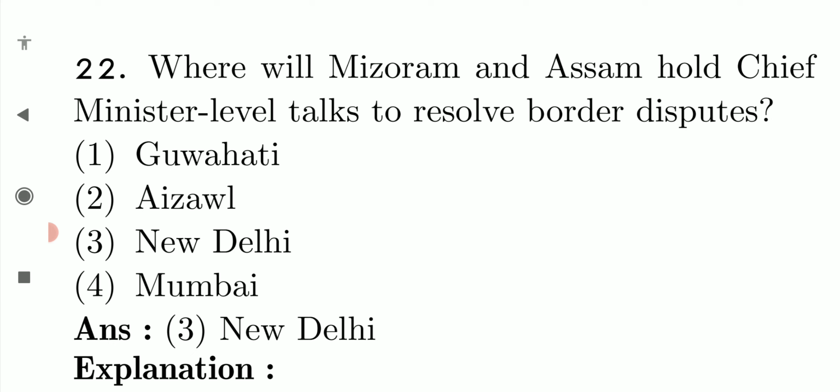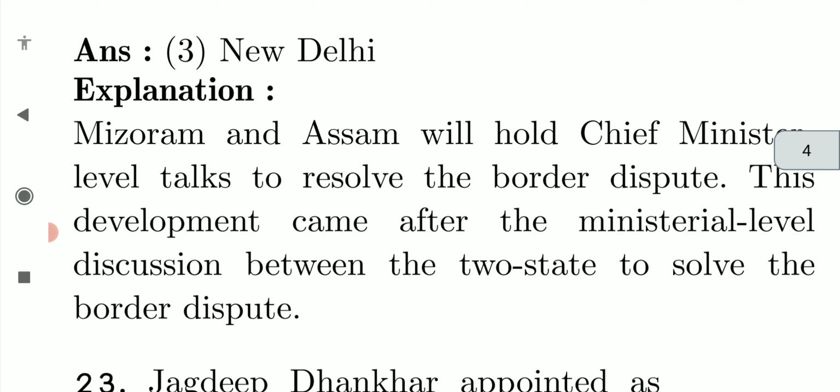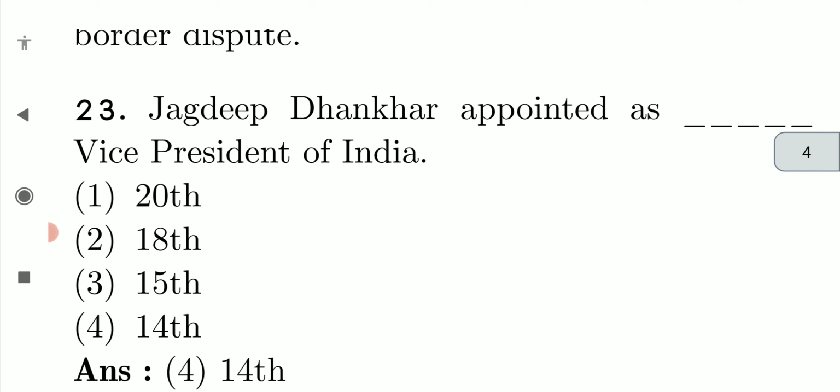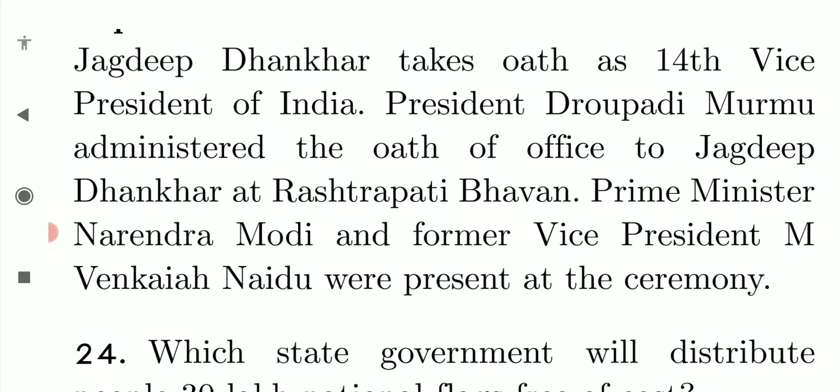Where will Mizoram and Assam hold chief minister level talks to resolve border disputes? New Delhi. In New Delhi, the Mizoram and Assam chief ministers are talking about the border disputes. Then Jagdeep Dhankhar was appointed as the blank Vice President of India. It is 14th. Remember, D is the fourth letter. So the 14th Vice President of India is Jagdeep Dhankhar. President Draupadi Murmu administered the oath of office to Jagdeep Dhankhar at Rashtrapati Bhavan. Prime Minister Narendra Modi and former Vice President Venkaiah Naidu were present at the ceremony.